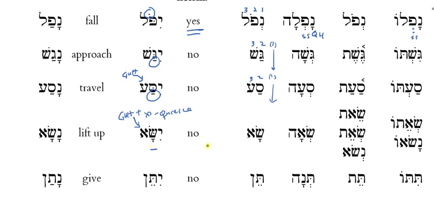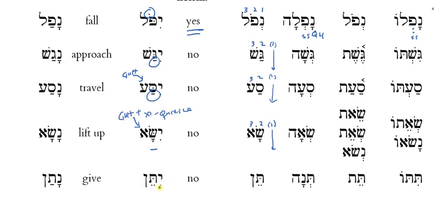Now, since the theme vowel is not a holem, then it undergoes aphaeresis in root 1. Root 2 and 3 are visible. Root 1 falls into Sheol. And so instead of yisa, I get, chop off the head, sa, sa. So tell one man, lift something. Okay? And then natan's imperfect is yitten.